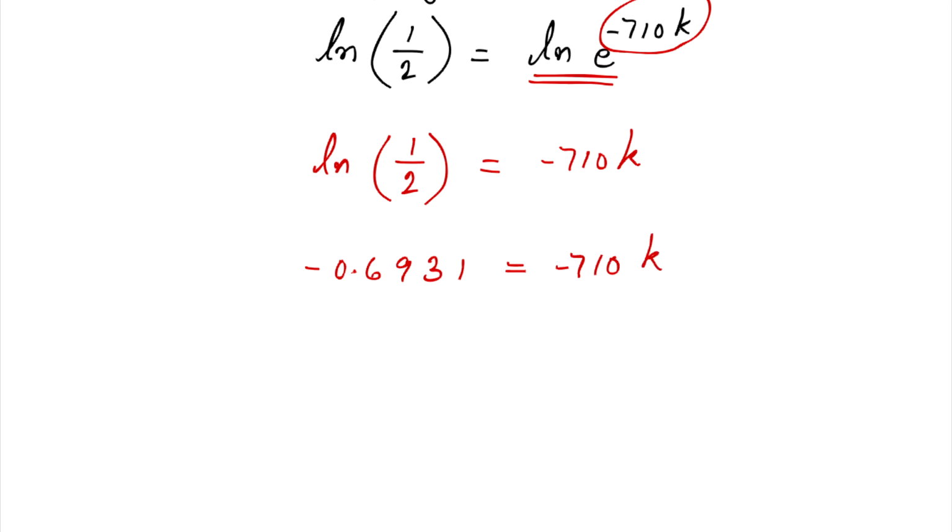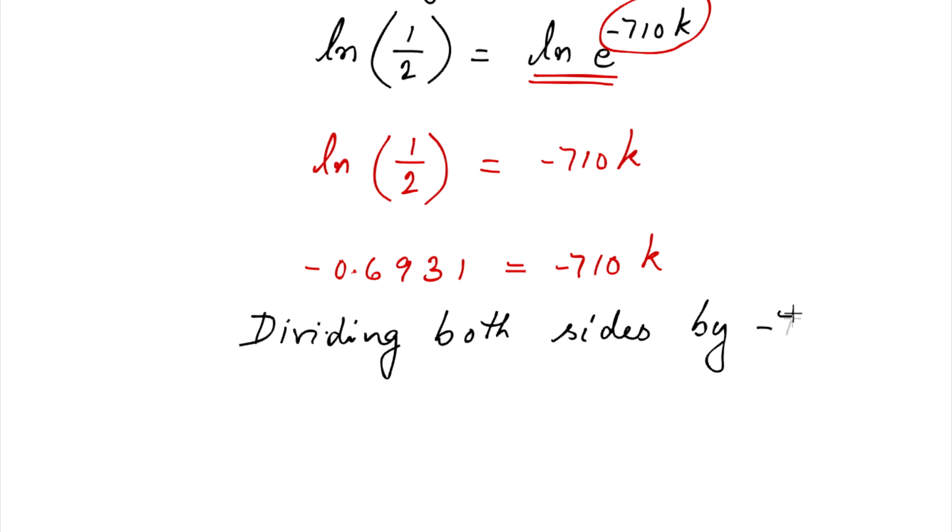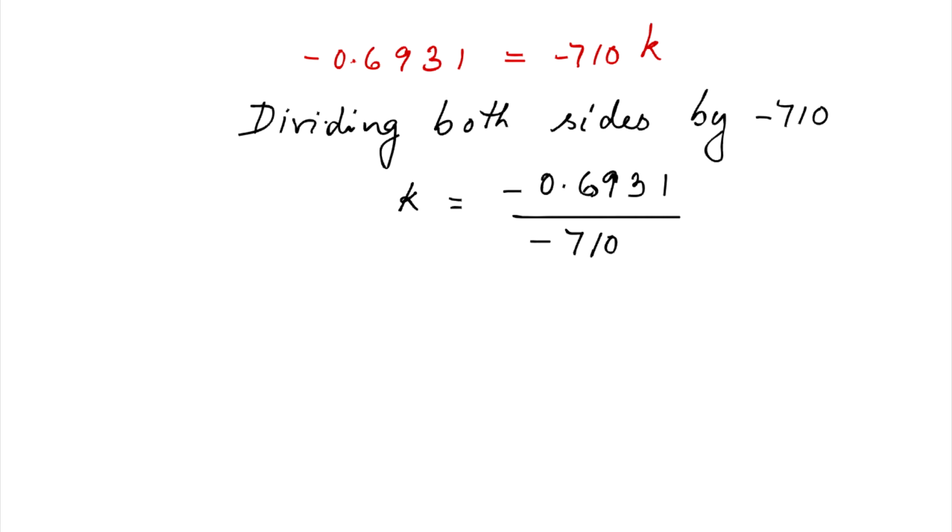Okay, now we can isolate k by dividing both sides by negative 710. We always divide by the constant that's next to the variable, so that's why we divide by negative 710. So now we have k isolated as negative 0.6931 divided by negative 710. Now we know for a fact that two negatives make a positive, so our value of k will be positive. So k equals 9.76 times 10 to the power minus 4. Okay, so that's our value of the decay constant.